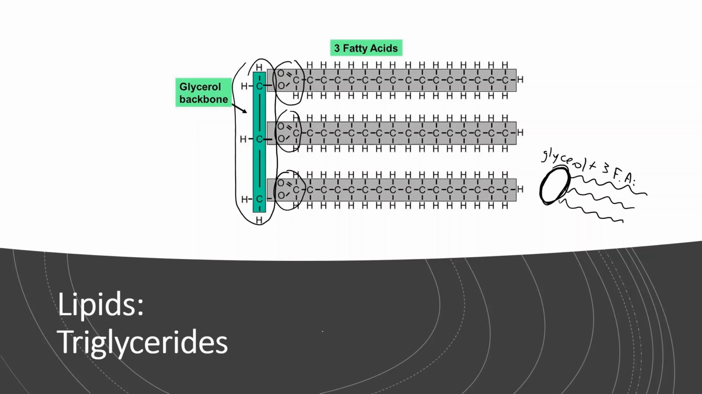Now, if you notice, all 3 of these tails are long and straight. There's the maximum number of hydrogens bound to each carbon in the chain, CH2, CH2, CH2. No double bonds between the carbons, so no kinks in the tail. So you have 3 tails that are all saturated fatty acid tails in this triglyceride.